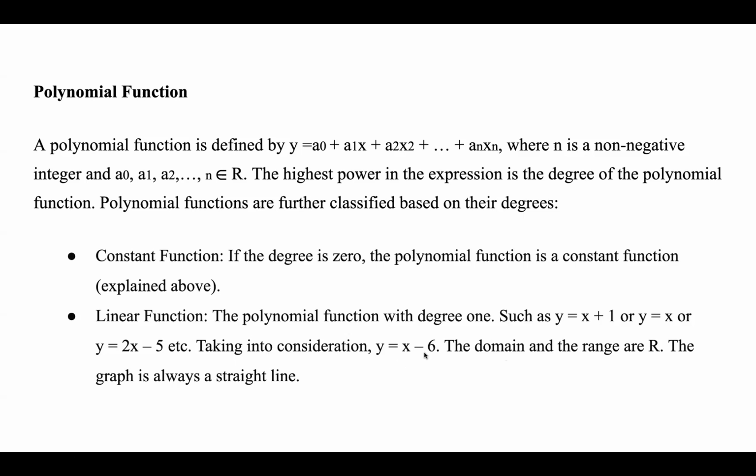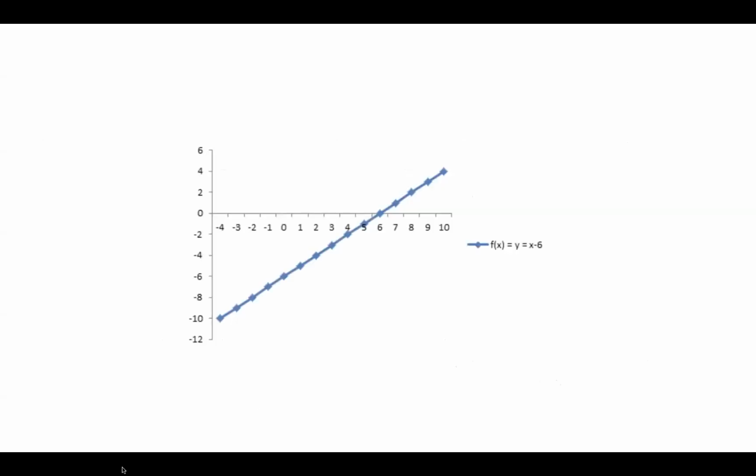Taking into consideration y equals x minus 6, the domain and the range are R, real numbers. That means x is a real number, y is also a real number. The graph is always a straight line. For linear functions, the graph is always a straight line. Here the function taken is x minus 6. For these values of x, these values of y are there. That is nothing but f of x.